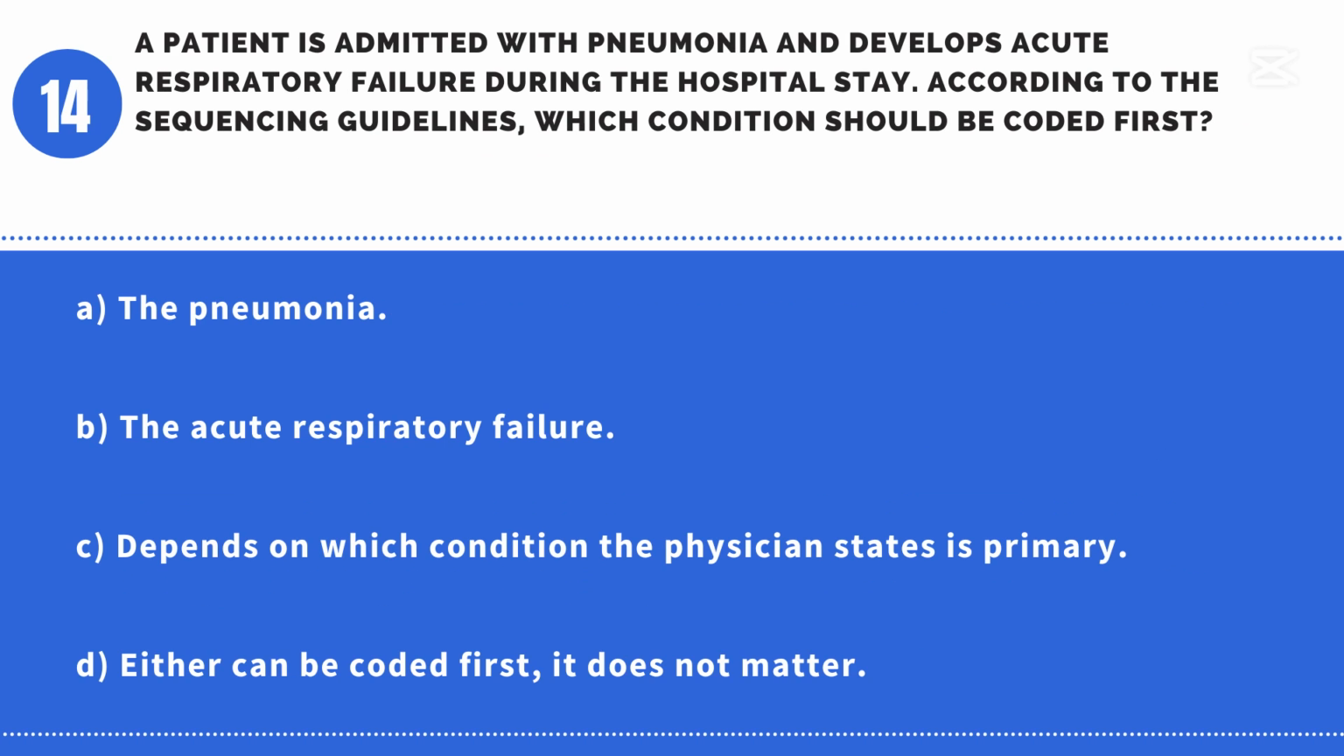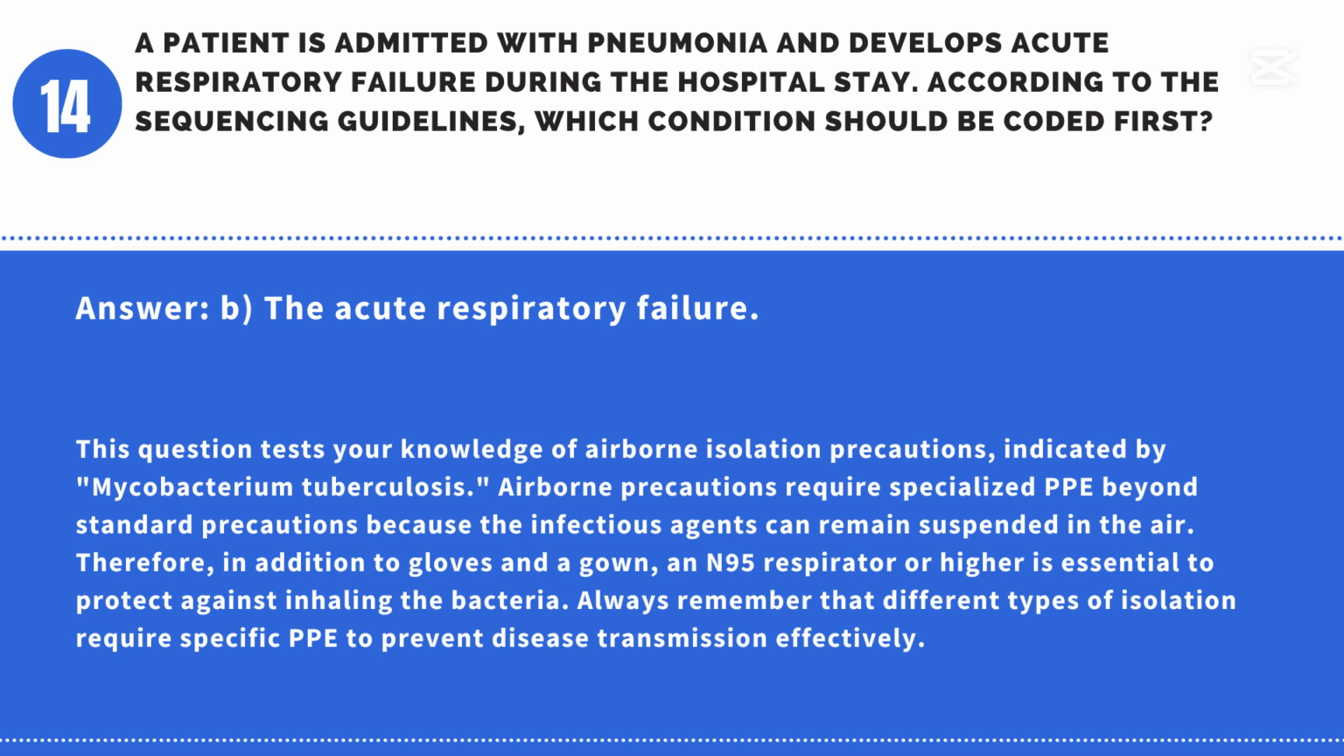Question 14. A patient is admitted with pneumonia and develops acute respiratory failure during the hospital stay. According to the sequencing guidelines, which condition should be coded first? A. The pneumonia. B. The acute respiratory failure. C. Depends on which condition the physician states is primary. D. Either can be coded first, it does not matter. Answer: B. The acute respiratory failure.